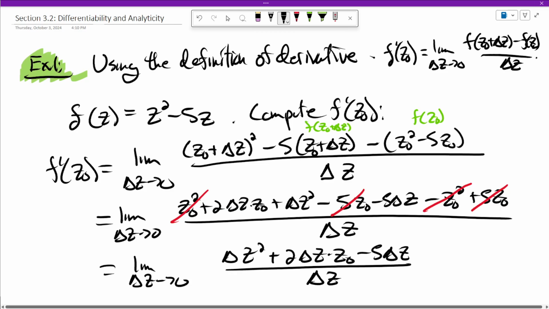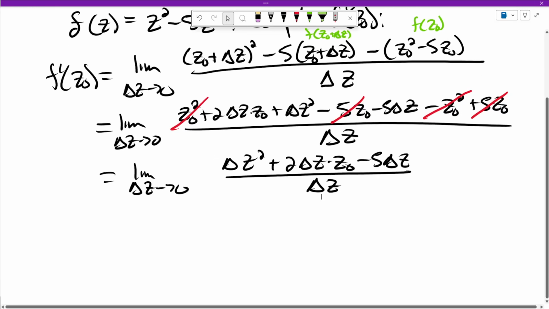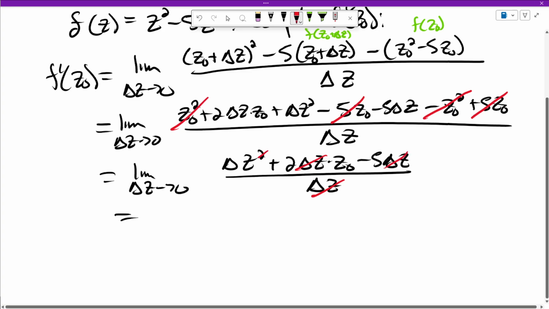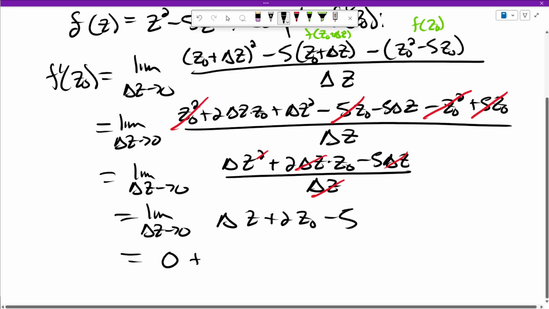So now we do some algebra to simplify our limits. There's a delta z in every term, so we can cancel out 1 delta z in every term, and we're left with the limit as delta z goes to 0 of delta z plus 2z naught minus 5. Now as delta z goes to 0, only the first term has a delta z, so we just plug in 0 there. So we're left with 2z naught minus 5.